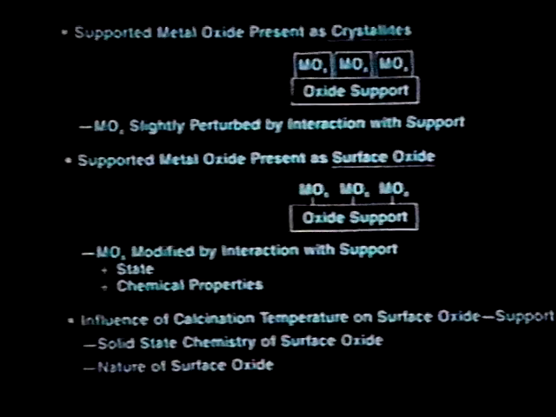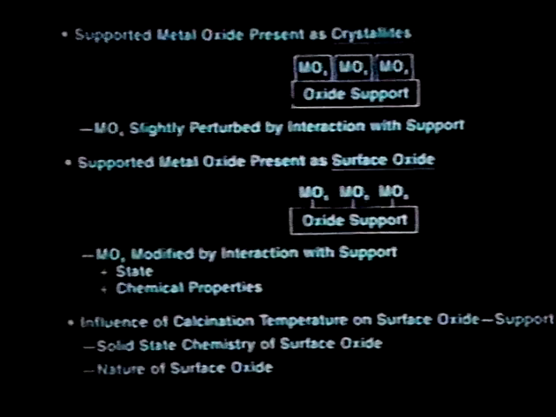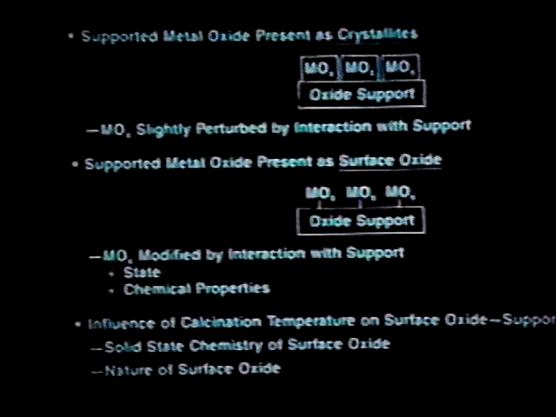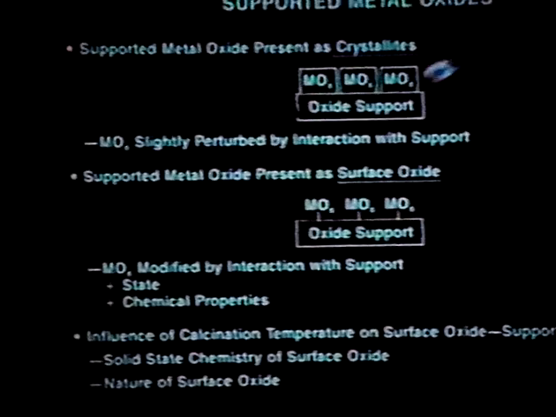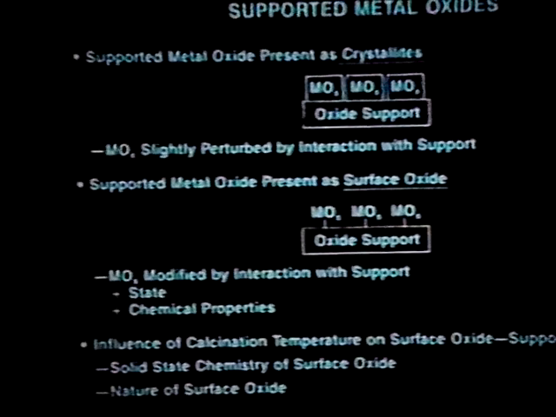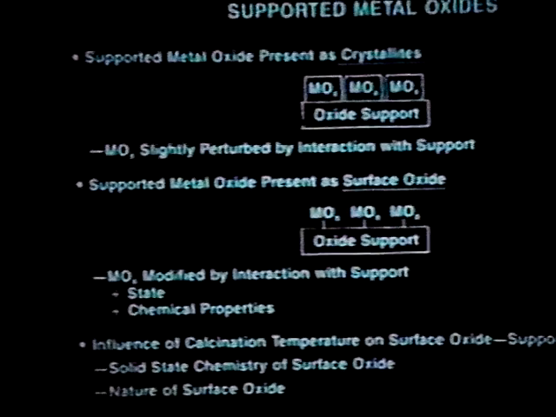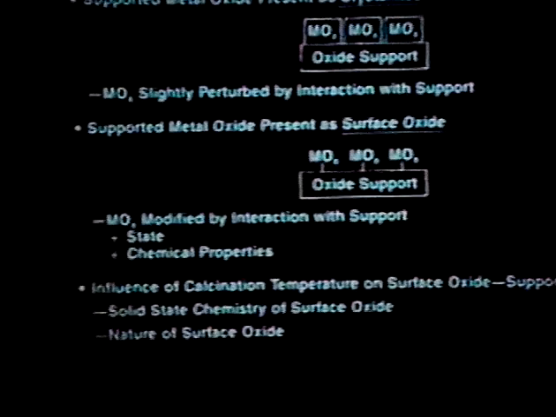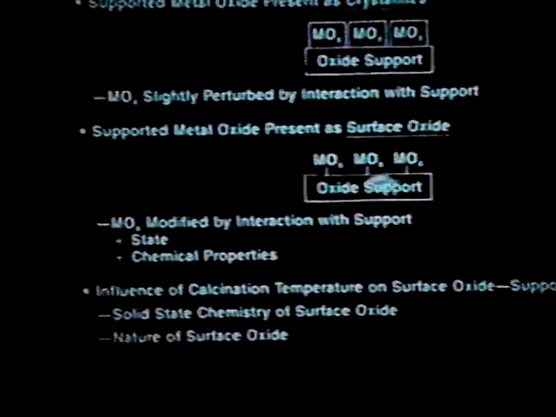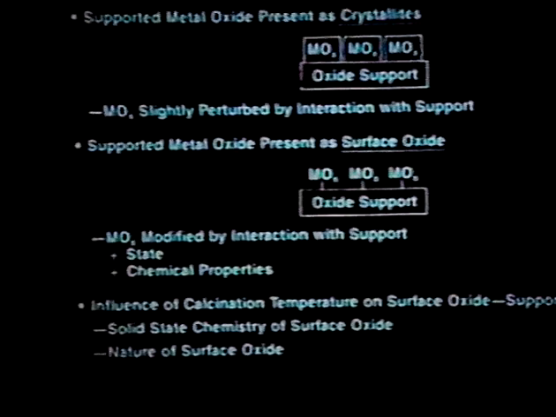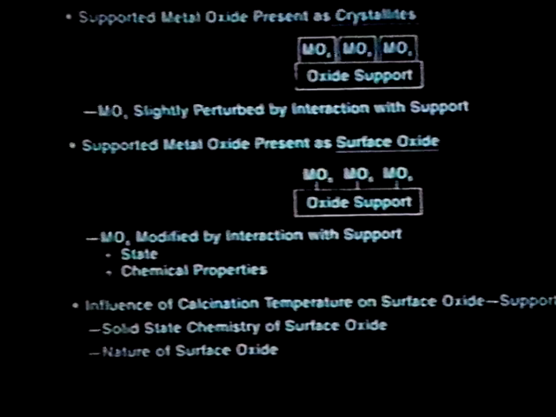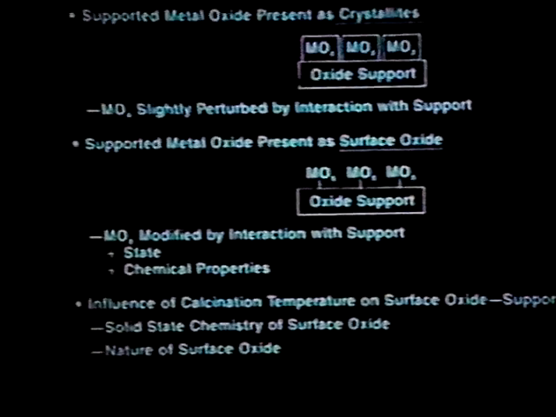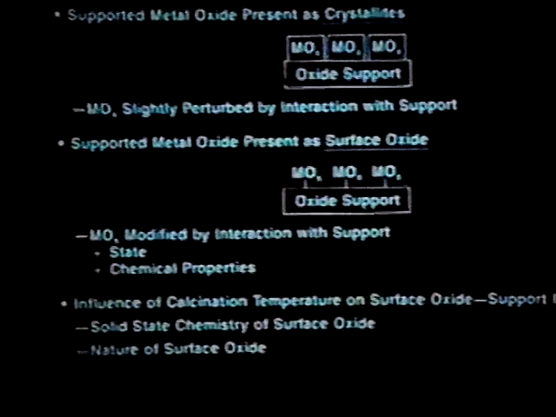Now it turns out that two extreme situations can occur. In one extreme case, the metal oxide will not spread on the oxide support and will agglomerate into an amorphous three-dimensional material that will crystallize if you heat it up. In the other extreme case, the metal oxide will interact with the oxide support and spread or wet that surface, forming a surface oxide overlayer, sometimes referred to as a surface oxide phase or a monolayer, up to maximum coverage.